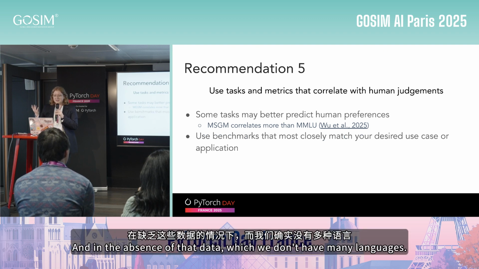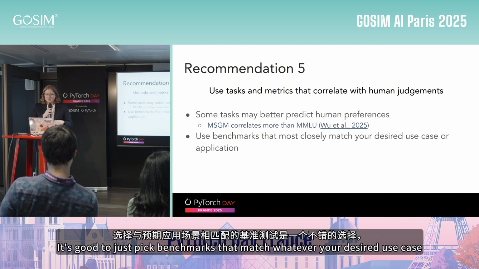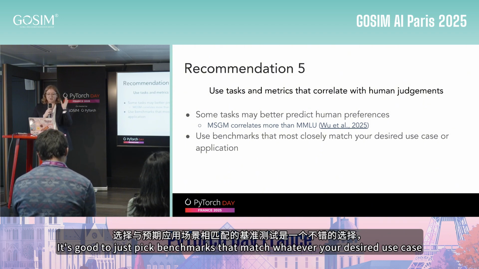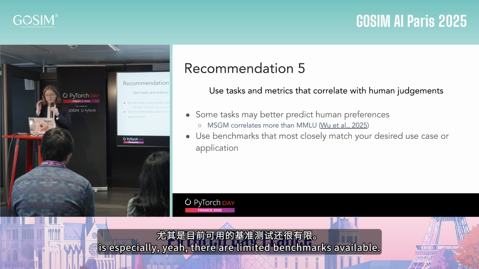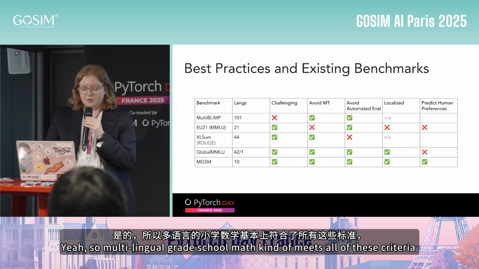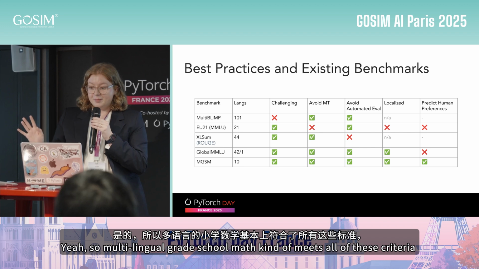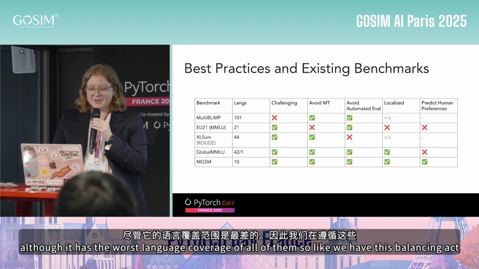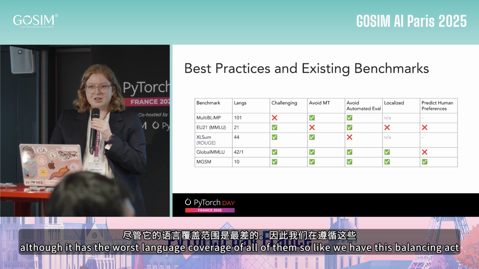And in the absence of that data, which we don't have for many languages, it's good to just pick benchmarks that match whatever your desired use case is, especially when there are limited benchmarks available. So multilingual grade school math kind of meets all of these criteria, although it has the worst language coverage of all of them.